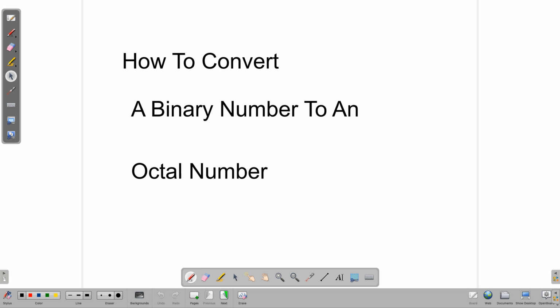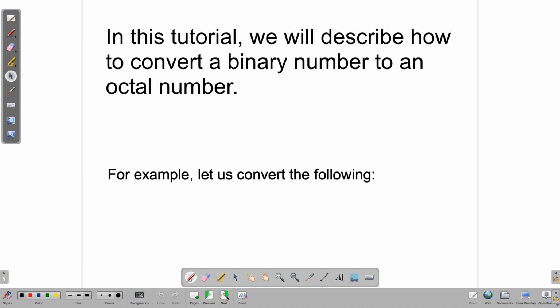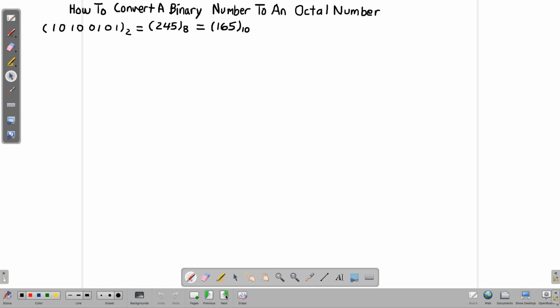How to convert a binary number to an octal number. In this tutorial, we will describe how to convert a binary number to an octal number. For example, let us convert the following. For this example, we're going to convert the value 10100101, which is in binary, to the octal value 245. Let's compute.